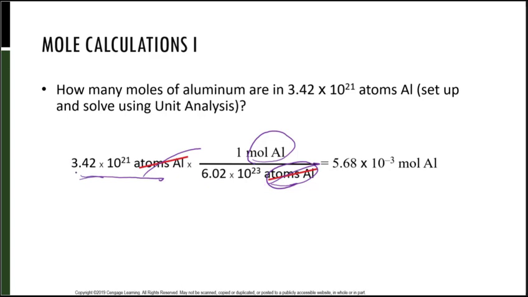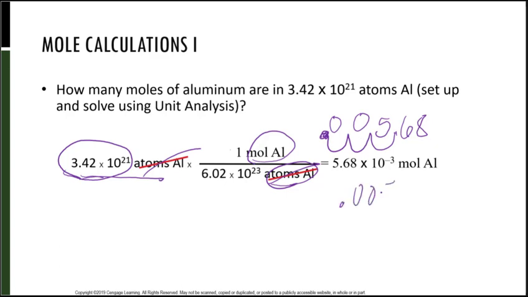So in this case, in my calculator, I'm going to type in 3.42 times 10 to the 21, times 1, and divide it by 6.02 times 10 to the 23rd. And check, you should get 5.68 times 10 to the negative 3. Your calculator might have done this in decimal form, because we know that 5.68 times 10 to the negative 3 is 0.00568 moles of aluminum. Either one of those answers is fine. I'll type it into my calculator just to make sure that you got it correct as well.